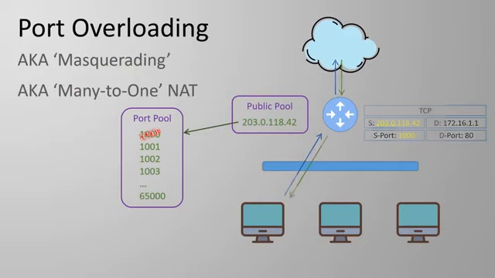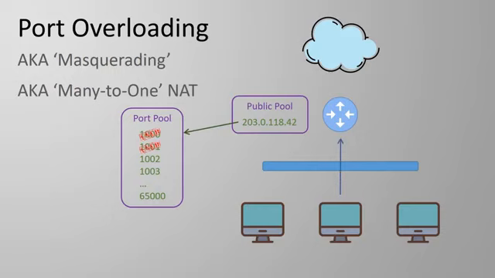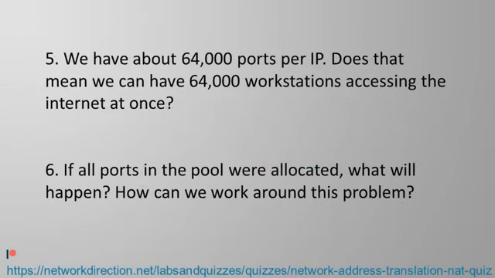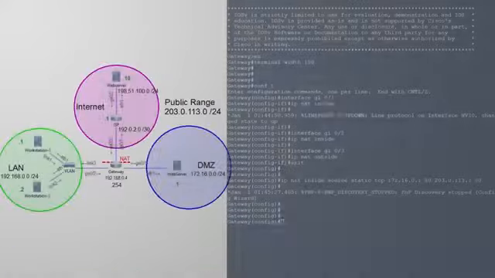Now when the workstation wants to access the internet, it goes through the same process as before. In our example, it gets the exact same public IP as the first workstation, but it will get a different source port from the pool. In this way, devices on our network can share a single public IP address as they each use unique source ports for each connection they open. And as there are about 64,000 TCP ports and 64,000 UDP ports, we won't run out of ports quickly. Before we move on to configuring this in the lab, see if you can work out the answers to these questions.